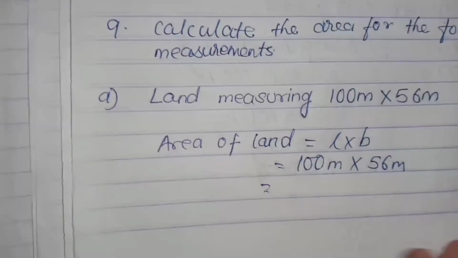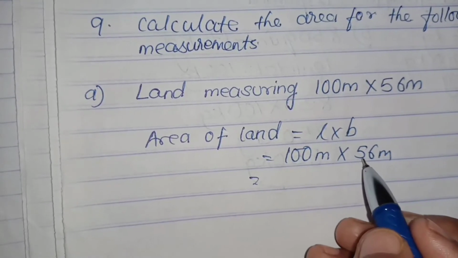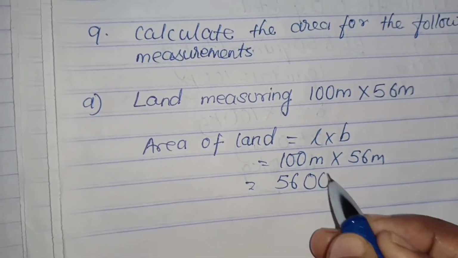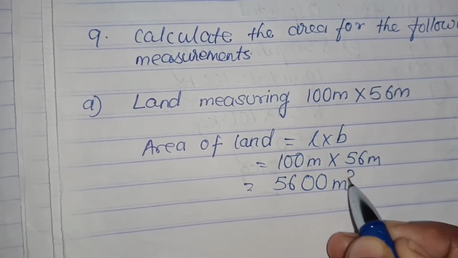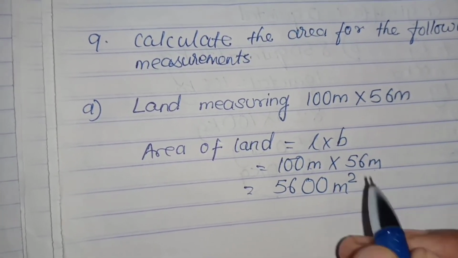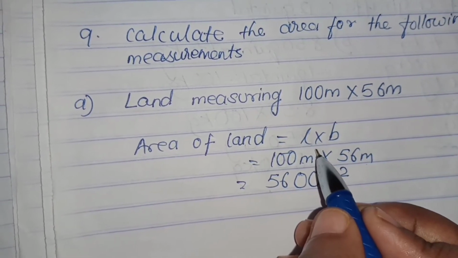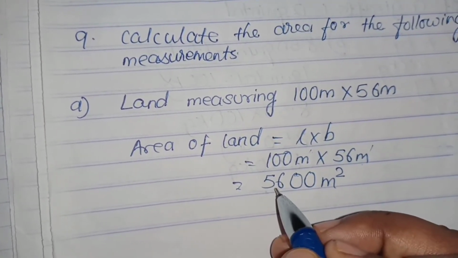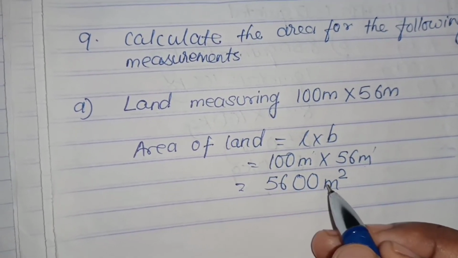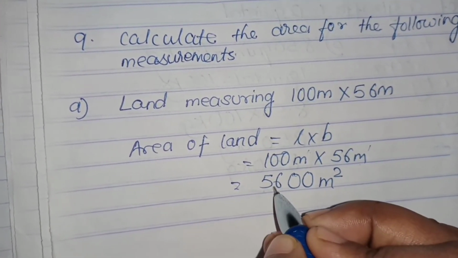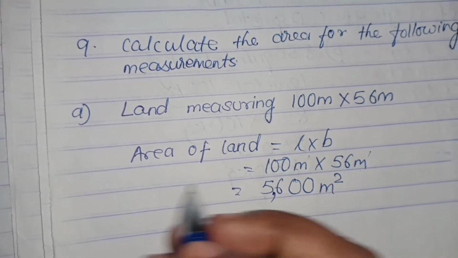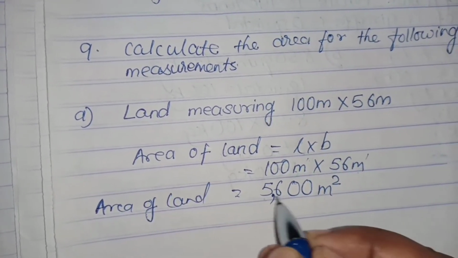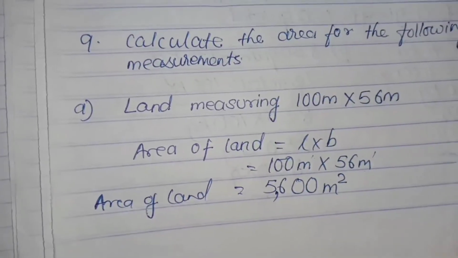So this one is very easy multiplication. 1 into 56 will be 56, and add these 2 zeros. And meter into meter is meter square. Don't write 2 meter. See, the power is 1, here power is 1, so 1 plus 1 is 2. So how much is it? 5600 meter square. Put the comma. So this is the answer. The area of land is 5600 meter square.